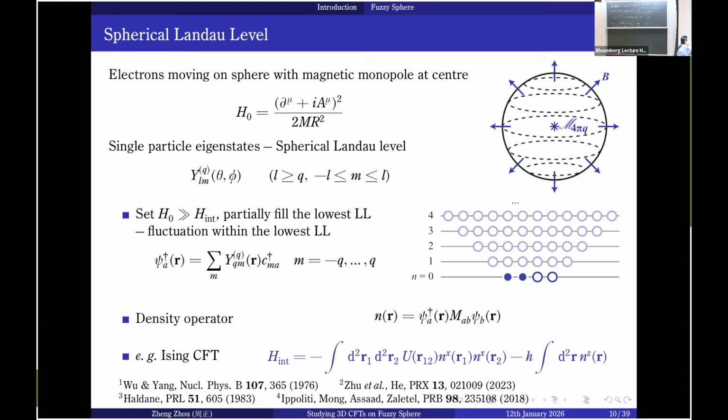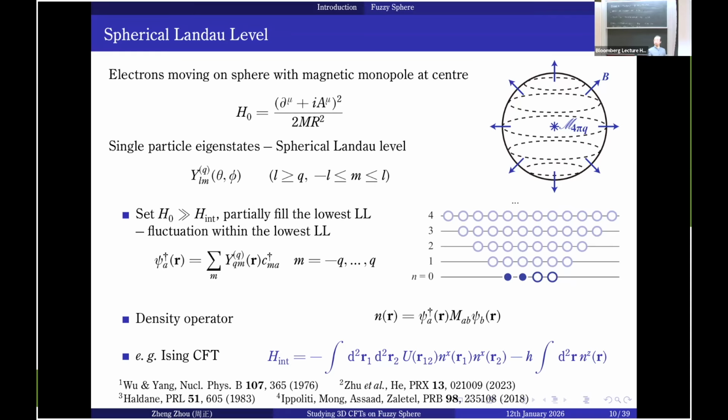This transition, by tuning the parameter h, can realize the Ising CFT, and it is in complete analogy with the transverse field Ising model. And next is the density of spin in the x direction. So we have two flavors of fermions, and we insert a sigma x in between.